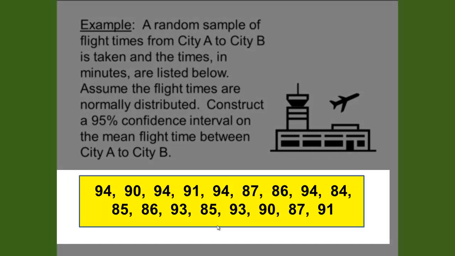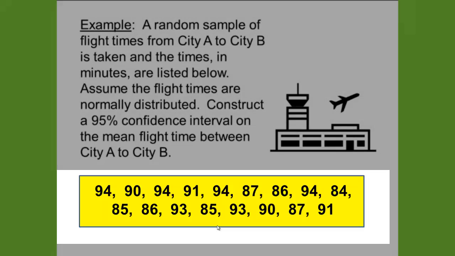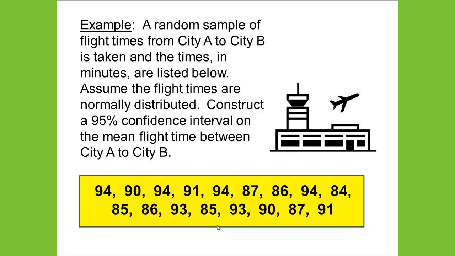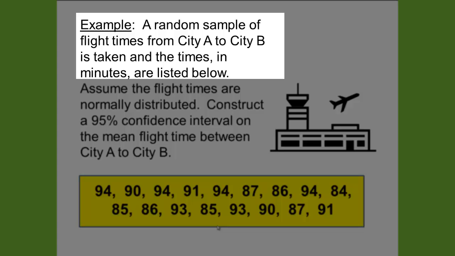Notice as well that instead of having a list of statistics describing our sample, we do not have a mean and a standard deviation. Instead, we have the results from the study. We have data, or flight times themselves, from the sample flights. How do we know it's a sample? Because that first sentence says, a random sample of flight times from city A to city B is taken, and the times in minutes are listed below.